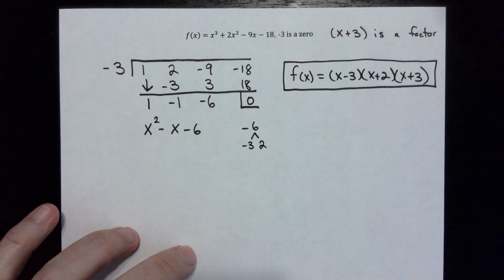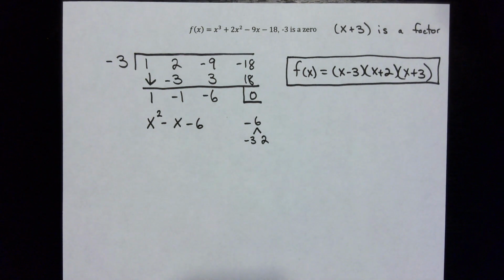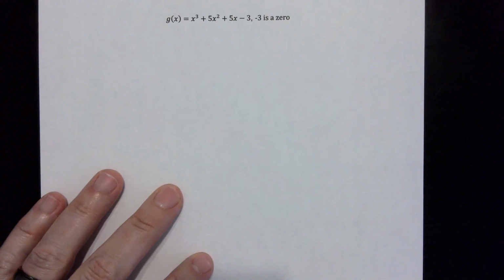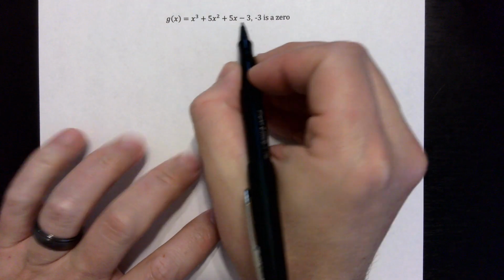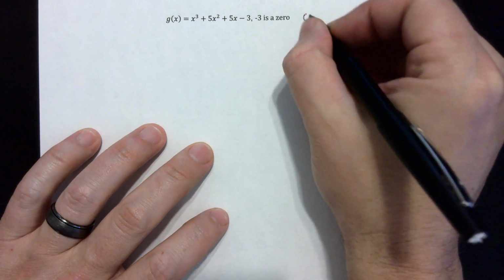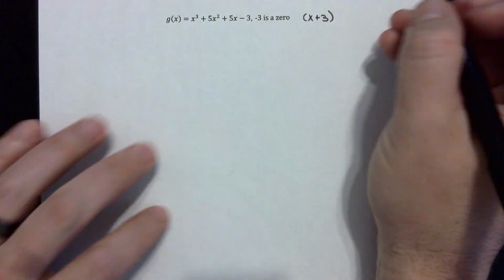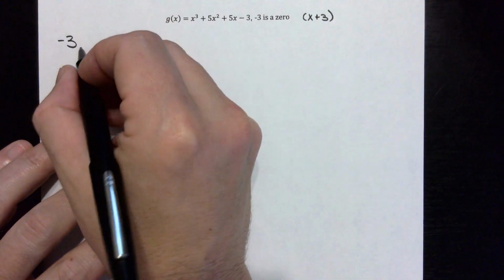Okay, let's try a couple more. These are going to be a little more challenging. We're going to have to use a quadratic formula on these. Okay, so here we go. Got our new problem here. Negative 3 is a 0, which means x plus 3 is a factor. Okay, so our 0 is negative 3. Let's put that out here.